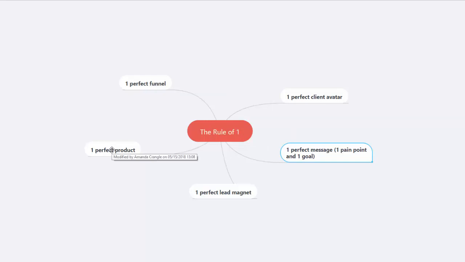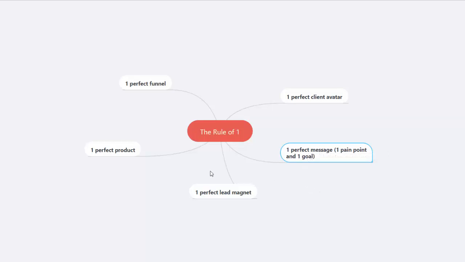If you've got a really, really high ticket product, they probably need to speak with you. And so your funnel needs to include some kind of strategy session or coaching call or something like that that gets them on the phone or on a video chat with you. If your product is only $10, you're going to have a much different funnel for that product to alleviate the pain and get people to the goal.